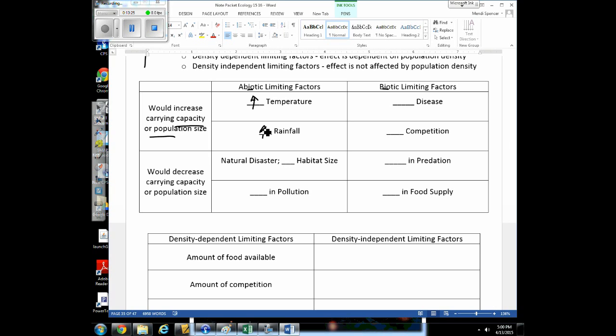And again, in this column, we're just looking at abiotic factors. Some abiotic factors that would decrease carrying capacity if we have an increase in natural disasters, if we have a decrease in habitat size, if there's an increase in pollution, then that would lower the carrying capacity for a population. So with the biotic limiting factors, if we have a decrease in disease, then that should raise carrying capacity. If we have a decrease in competition, that should raise carrying capacity for another population. To decrease carrying capacity, if there was an increase in predation, we'd see that. If there is a decrease in food supply, we would have a decrease in carrying capacity.